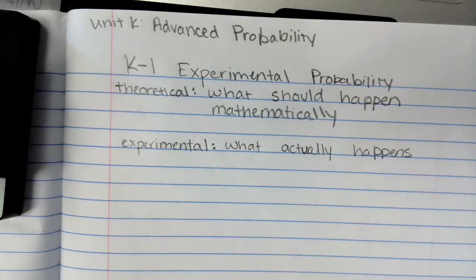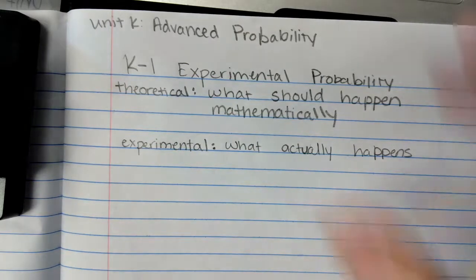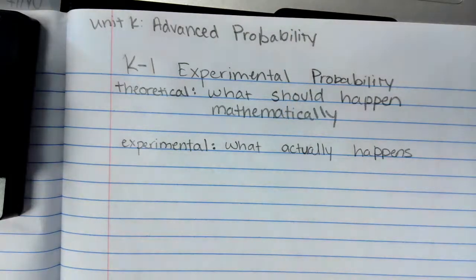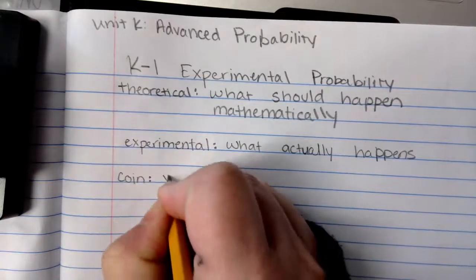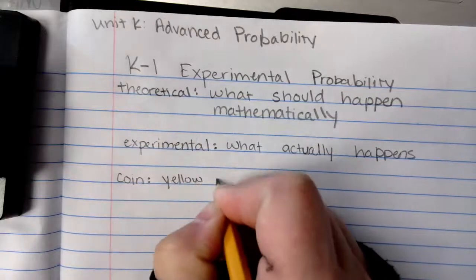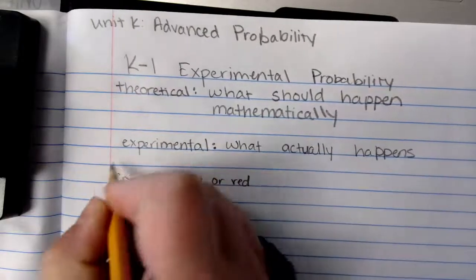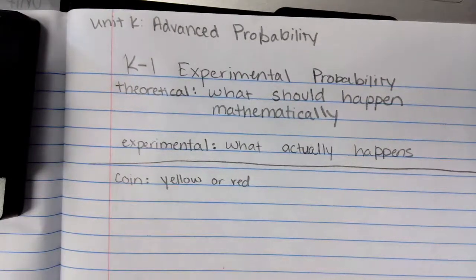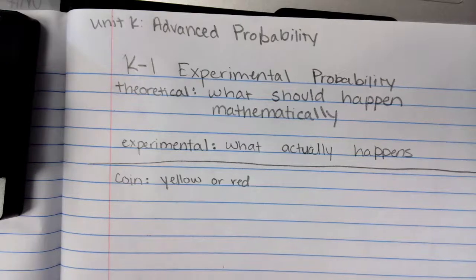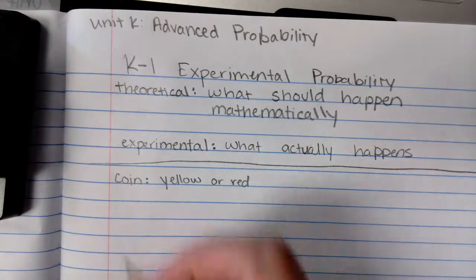All right, so if we take a look at the coin that I handed out, you guys all got one, right? This isn't an actual coin, obviously, but it still serves the purpose. Okay, if we look at the coin, it's yellow or red. And I'm just writing that in our notes because it's not a normal coin where we have heads and tails. So we're just reminding ourselves when we look back at our notes that we had a coin that was either yellow or red. Okay, I want to know what is the probability of landing on red.